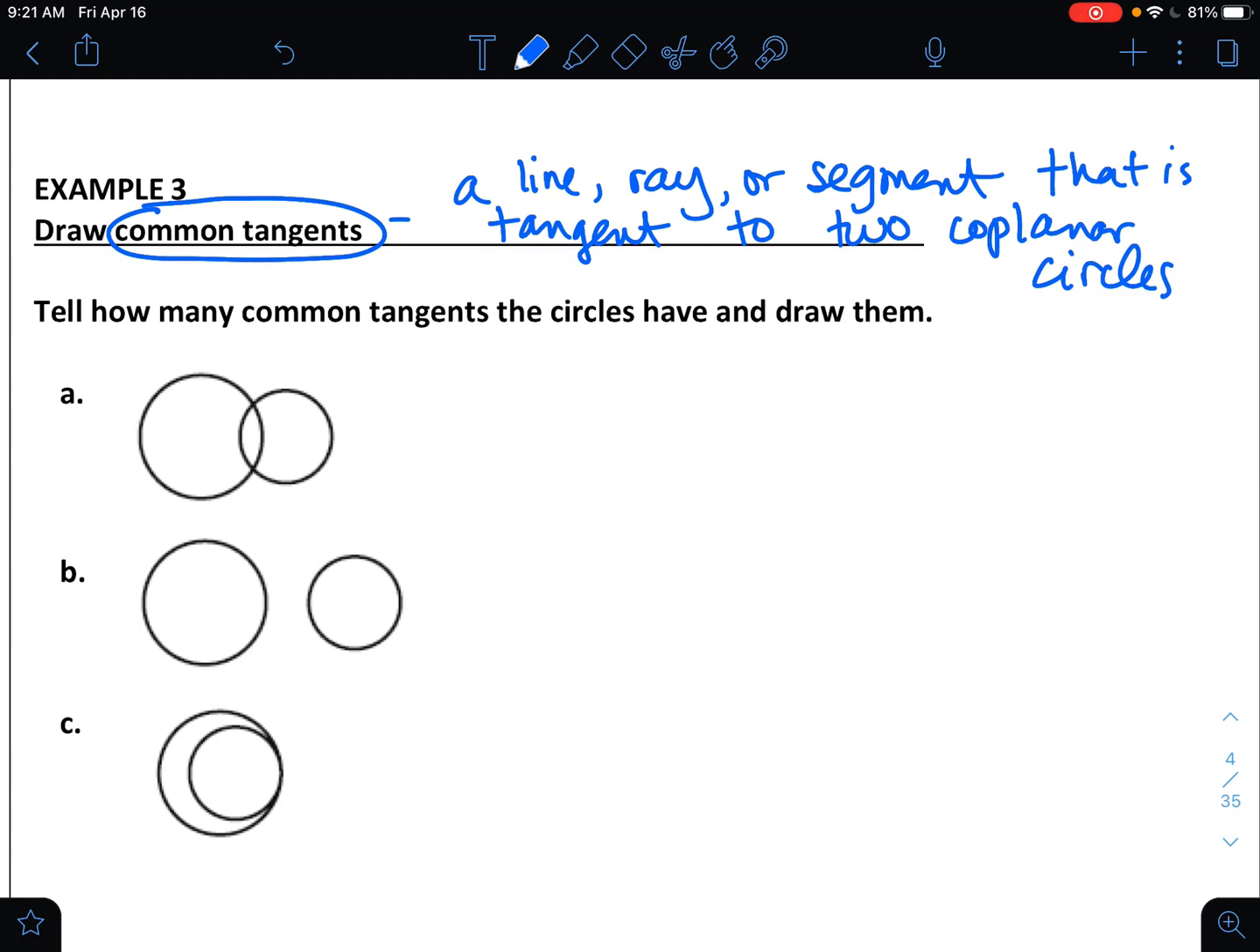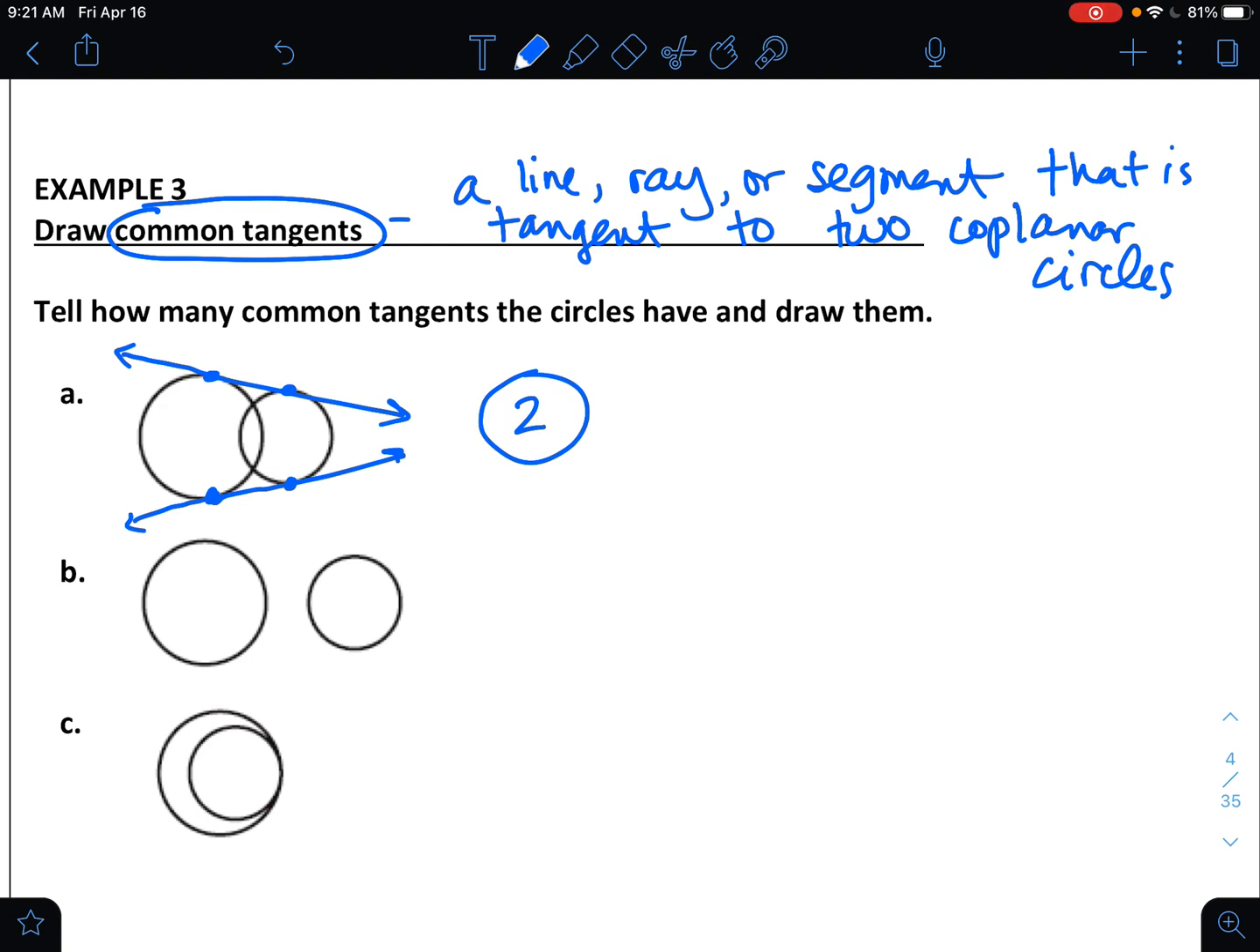All right, so when I look at letter A, I'm trying to draw a tangent that touches each circle only once. So I can draw one along the top here. It has touched once on that circle, once on that circle. I can actually draw another one along the bottom, the same idea. So touching once, touching once. I cannot go vertically through it, okay? Because if I went like this, it's touching both circles right here and here, and so that would be touching it more than once. So there are only two common tangents.